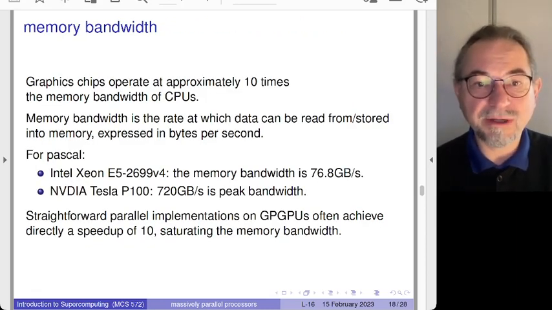So here are some numbers for the workstation that we can use in this course. The memory bandwidth for the CPUs is at 76 gigabytes per second. For the Pascal, it's already getting closer to the terabyte per second for the peak bandwidth. So even if you do a straightforward parallel implementation, you often have already a speed up of 10.